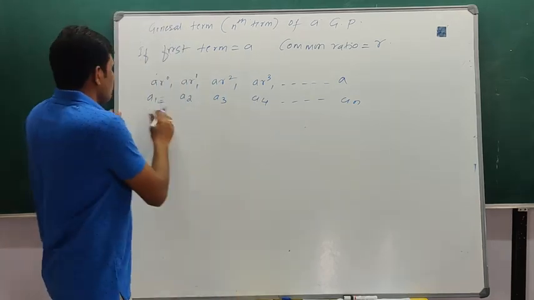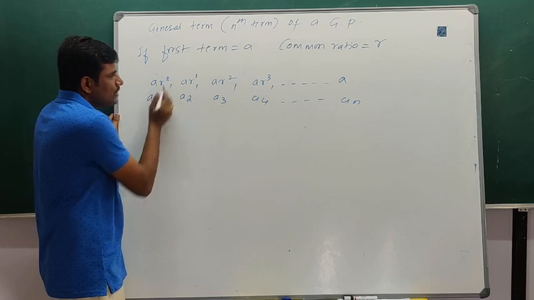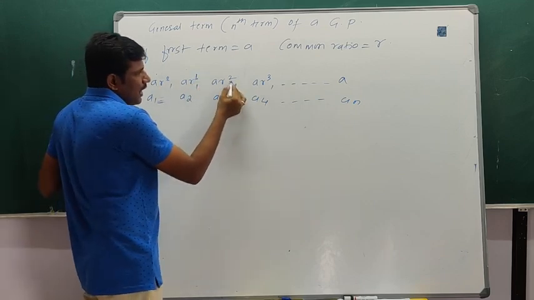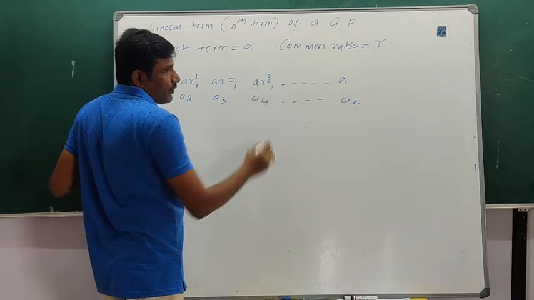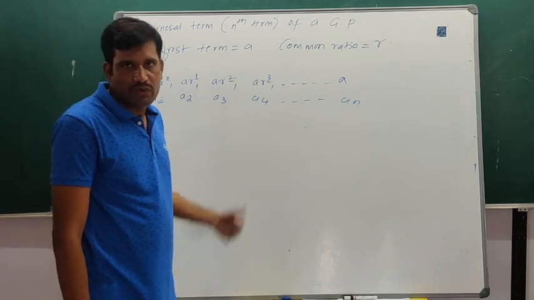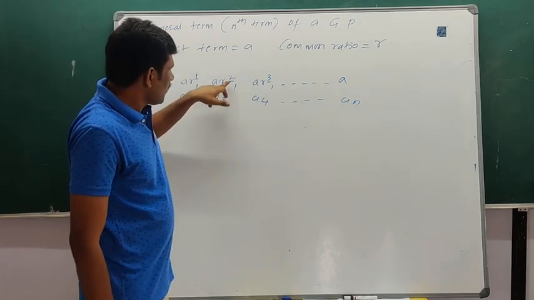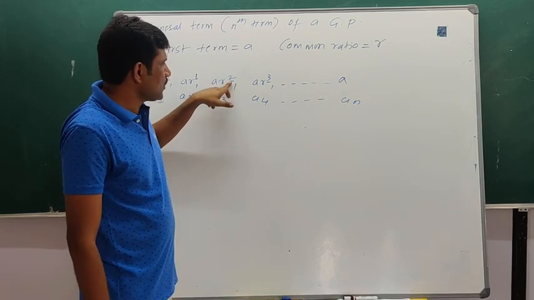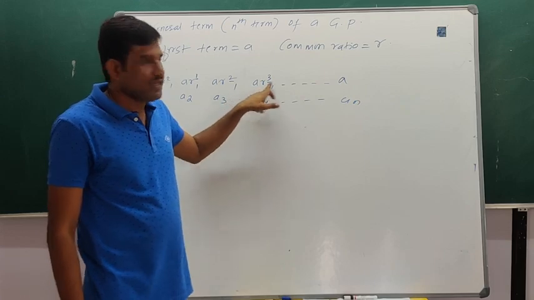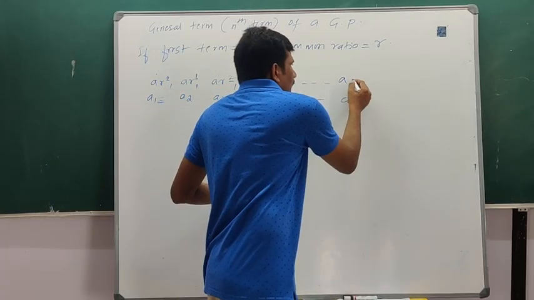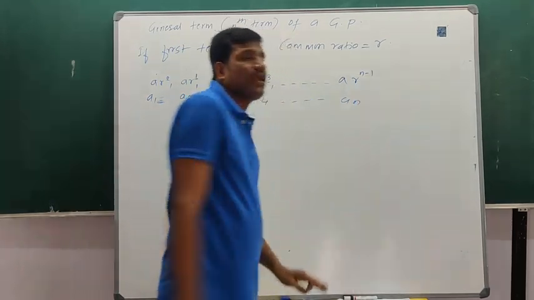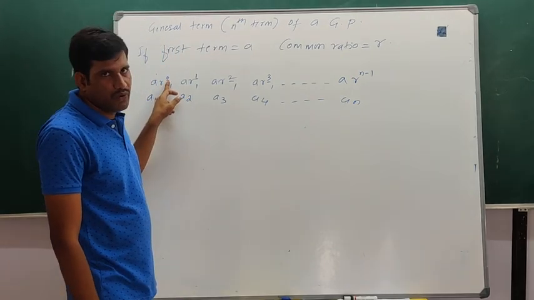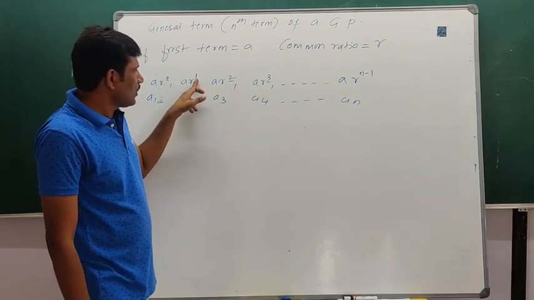Right? So when it is 1, R power is 0. When it is 2, R power is 1. When it is 3, R power is 2. When it is 4, R power is 3. So what we can observe is that for n, the power of R will be n minus 1. Right? So when it is 3, it is 2. When it is 4, it is 3. Means when it is n, then R power will be n minus 1. Right? So for A1, R power will be 0. For 2, the R power is 1.